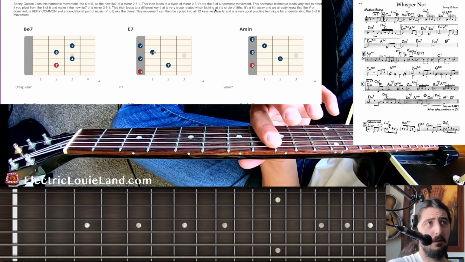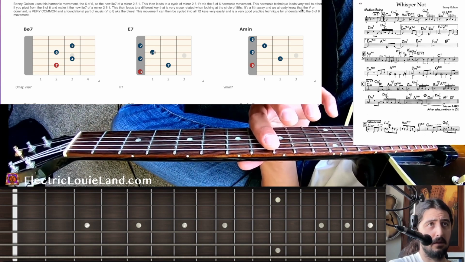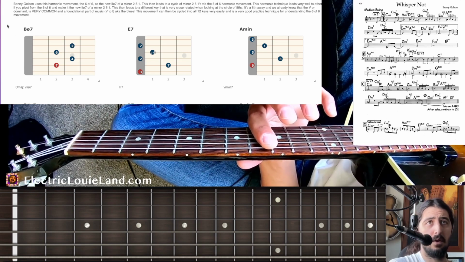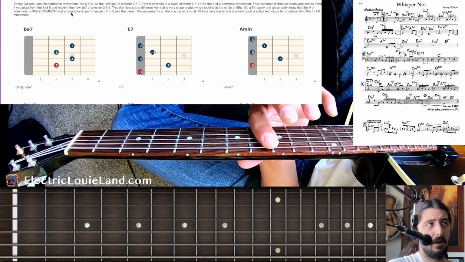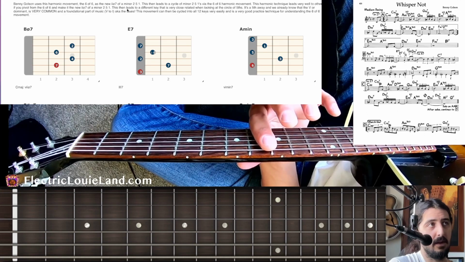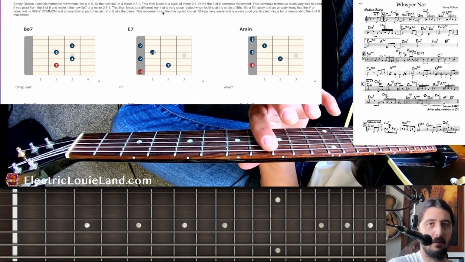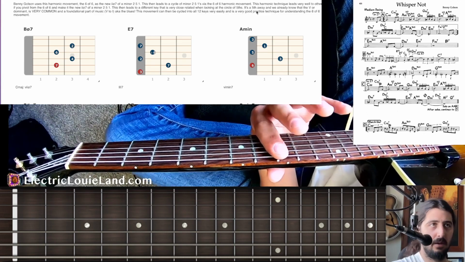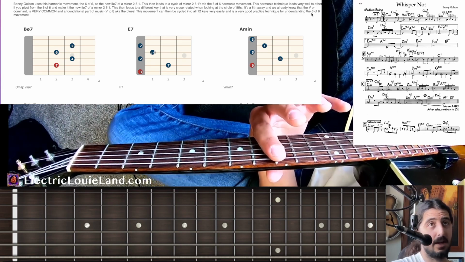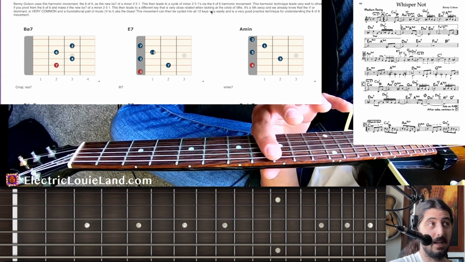Now this leads to a different key that is very closely related when looking at circle of fifths. It's a fifth away. We already know that the 5 or dominant is very common. That's sound, right? Going to the 5 key. So aka blues. Look, it always comes back to that for me. So this movement can be cycled on all 12 keys very easily and is good practice in understanding and hearing that 6 of 6 movement.